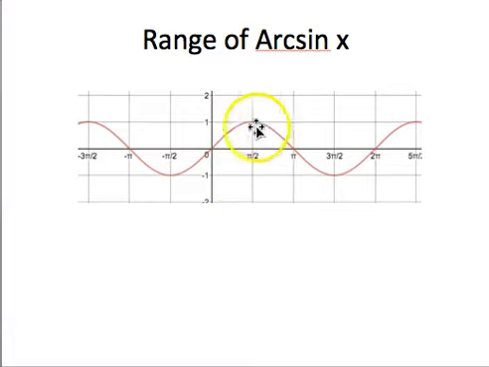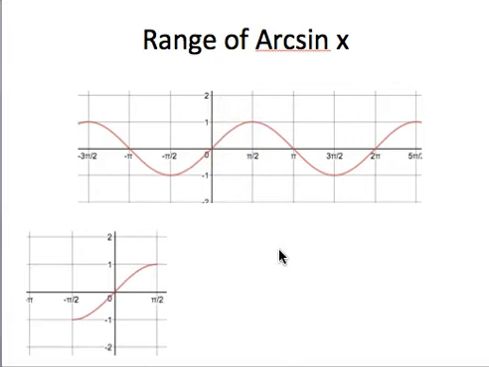Certainly not here. From 0 to pi, a horizontal line cuts it in two places. But maybe from negative pi over 2 to pi over 2. Notice in that range, no horizontal line would hit in more than one place. And that's exactly what we use. We restrict the sine function from negative pi over 2 to pi over 2.